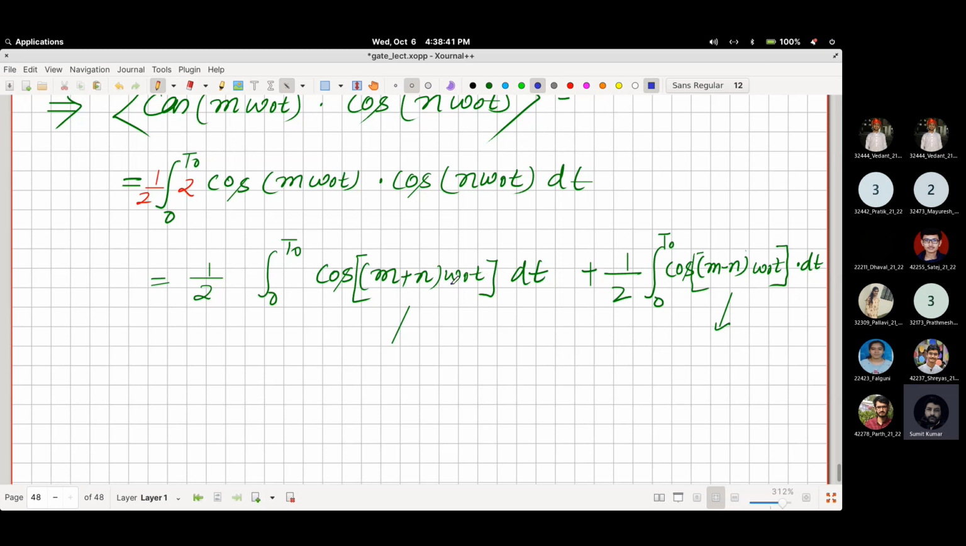Frequency m plus n times the original frequency. What does this mean? T naught will be m by n times smaller, so we get m plus n cycles in one period. So we are basically getting m plus n complete cycles of cos (m plus n) omega naught t between 0 to t naught. And here we are getting complete m minus n cycles of cos (m minus n) omega naught t. So this is cos only, isn't it?